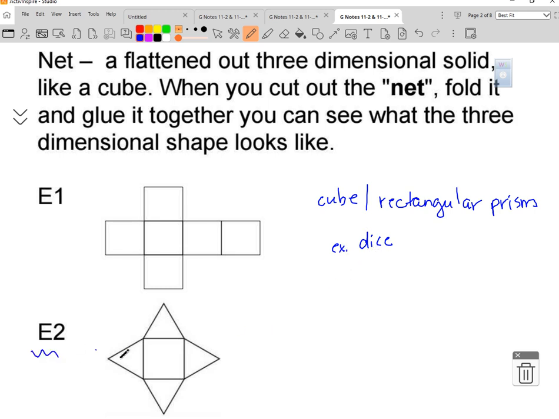Anybody have an idea what this net folds up to? What would this fold up to, Tyron? A pyramid. So pyramids, well, there's such a thing as a triangular pyramid, where all faces are triangles. Most are square pyramids, like this one is, so there's one square and all the faces are triangles. If you can imagine this square in my hand and these triangles that all fold up and meet at a vertex or a point at the top, that's a pyramid, right? So that would be a square pyramid.